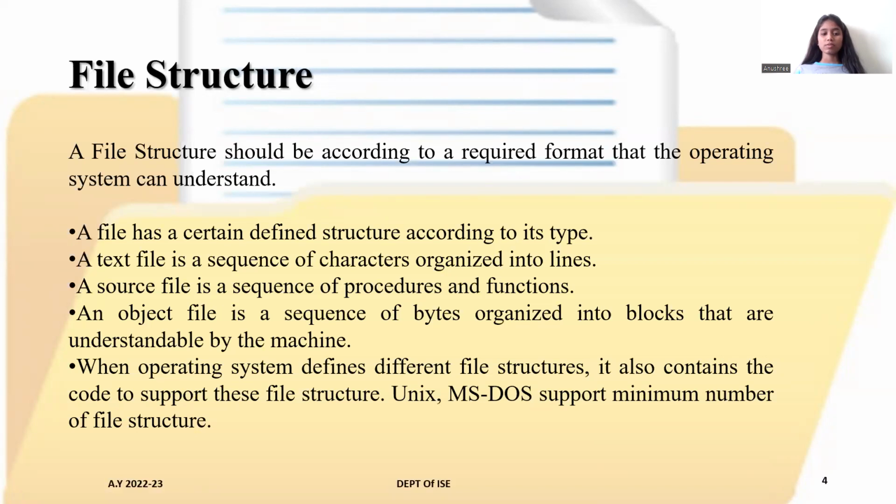When an operating system defines different file structures, it also contains the code to support these file structures. Unix and MS-DOS support a minimum number of file structures.